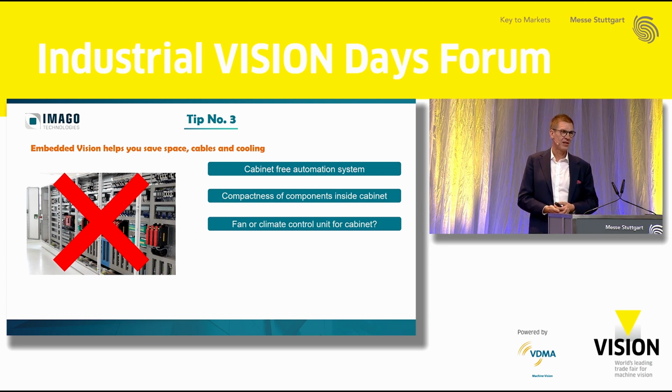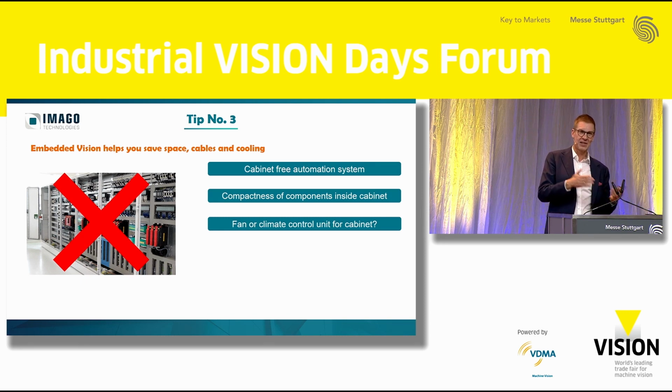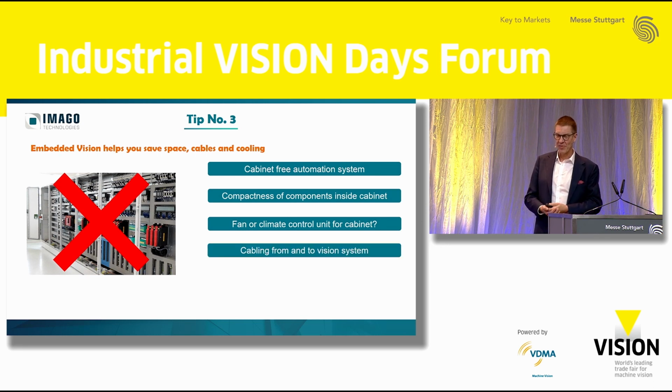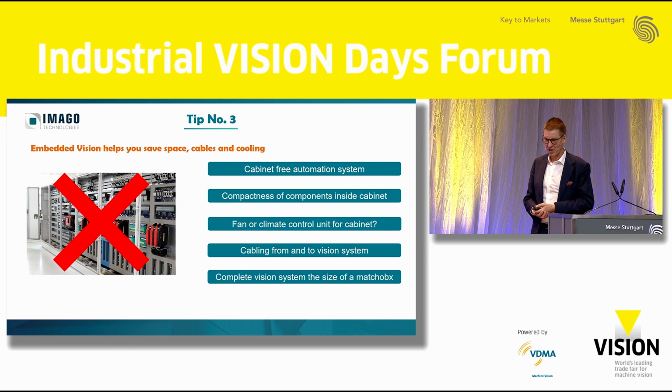The next topic is the climate control. The more power you need for your vision system, maybe at the next level you need a climate control unit for the cabinet to take out all the heat. The cabling from and to the vision system is important, because an embedded vision system has a small infrastructure and does the computing inside of the system. So you need fewer cables to the cabinet.